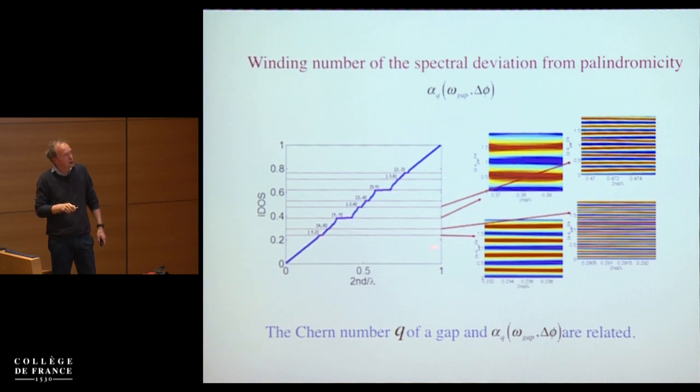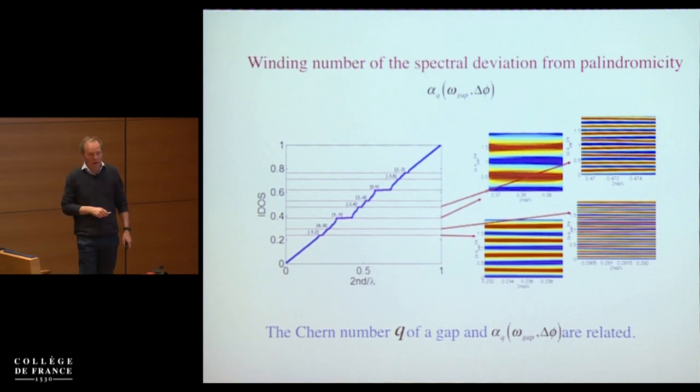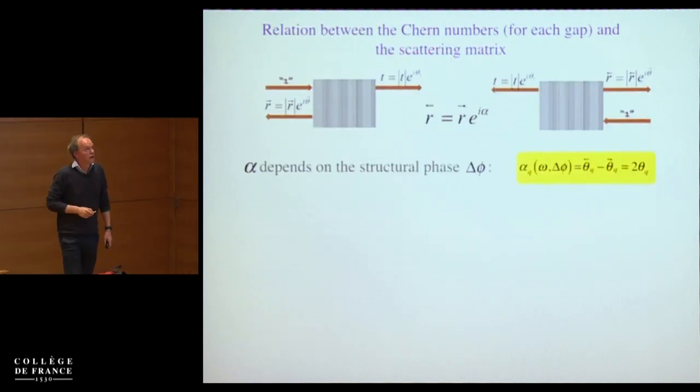If the Chern number is equal to 2, you see that the periodicity is twice. If the Chern number is equal to 4, you see the periodicity is again doubled. And if it is 6, you have something like this. So this means that the Chern number q of a gap and this chiral phase are related. How are they related? They are related in that way.